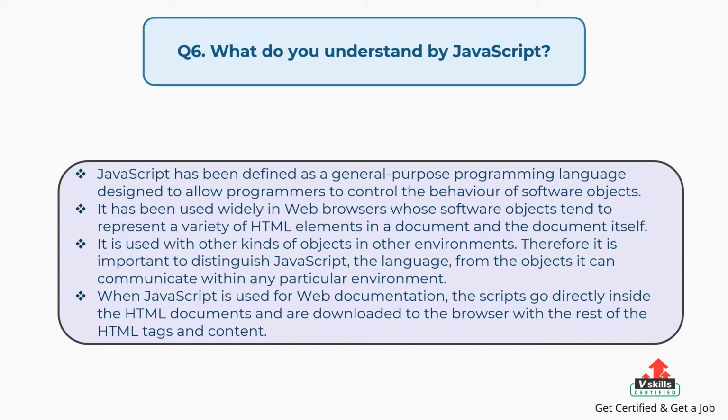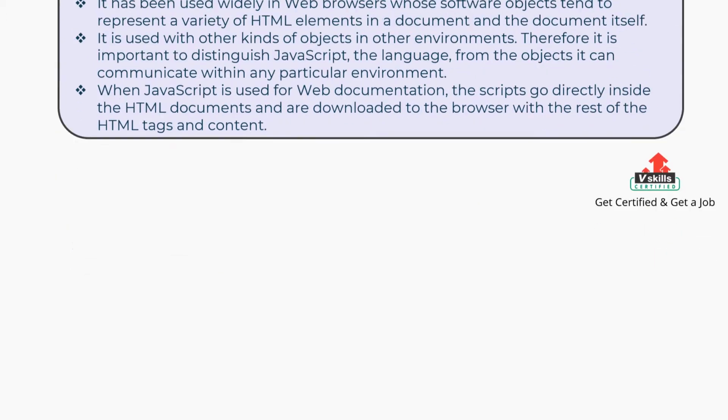Therefore, it is important to distinguish JavaScript, the language, from the objects it can communicate with in any particular environment. When JavaScript is used for web documentation, the scripts go directly inside the HTML documents and are downloaded to the browser with the rest of the HTML tags and content.